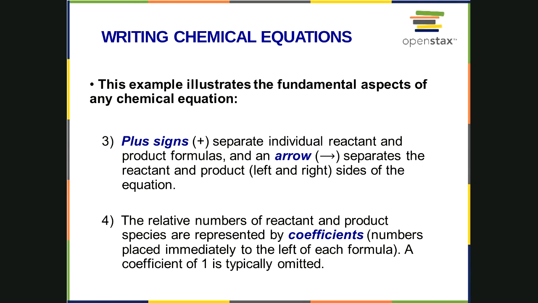I'm back. So, in this example, okay, we have the different aspects of the chemical reaction. So the plus sign is separating the individual reactants and products, and then the arrow is going to separate the reactant and product from the left and right sides, and then the relative numbers of each reactant and product are represented by the coefficients. And just like with subscripts, if the value is one, we don't show that number. We just show it for a coefficient if it's above one.